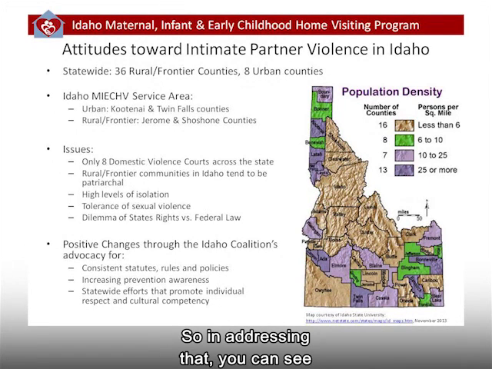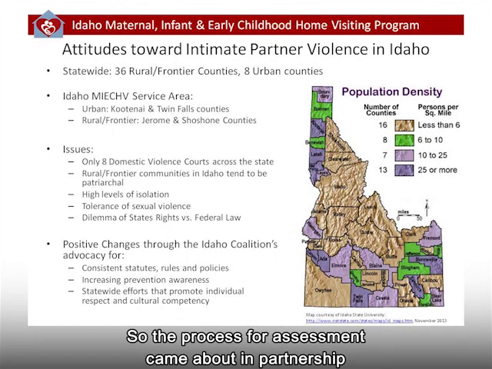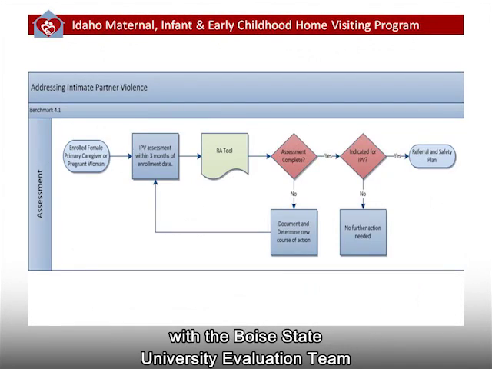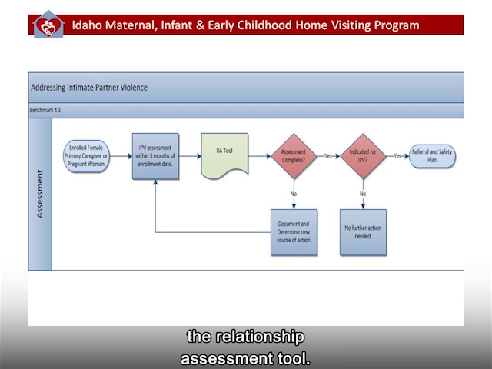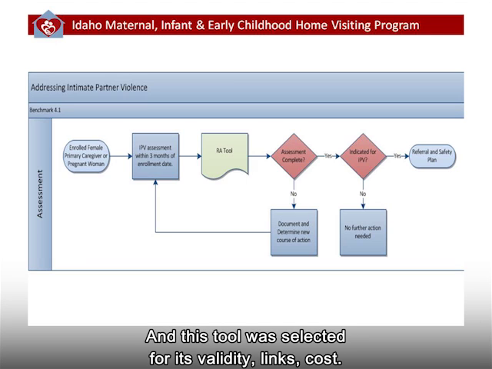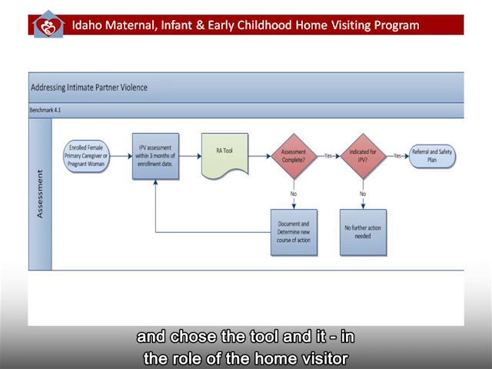So in addressing that, you can see on the next slide our process for our assessment. So the process for assessment came about in partnership with the Boise State University evaluation team in identifying the timeline as well as selecting the relationship assessment tool. And this tool was selected for its validity, length, cost, but we're also looking at in how we developed our timeline and chose the tool.